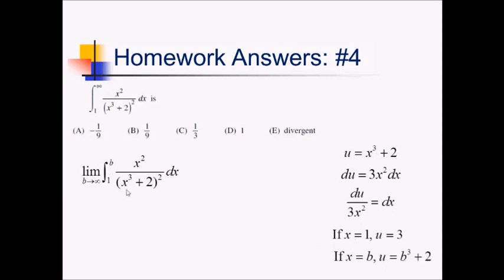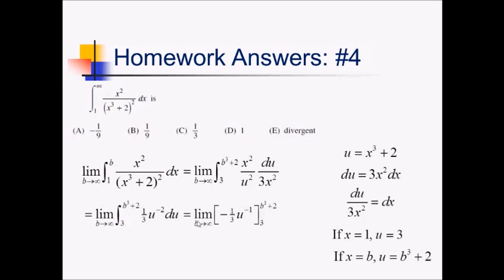All right, substituting back in, we have limit as b approaches infinity, integral from, we said 3 to b cubed plus 2. In here, we've got x squared over u squared, and then dx is being swapped out for du over 3x squared. X squareds cancel. We've still got a 3 down there, so this is 1/3 u to the -2. And now let me use my reverse power rule. This bumps up to a -1, so this is -1/3 u to the -1 from 3 to b cubed plus 2 as b approaches infinity.